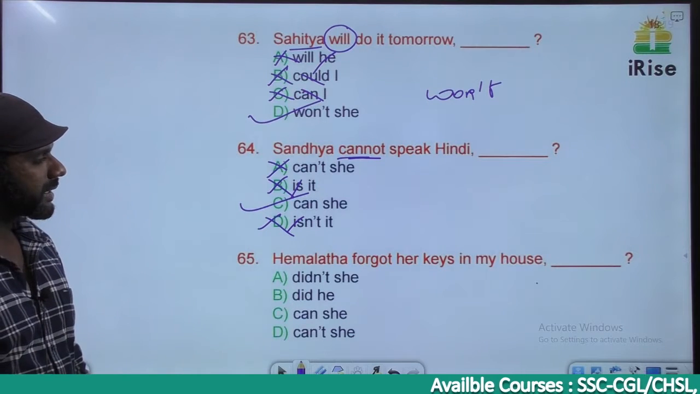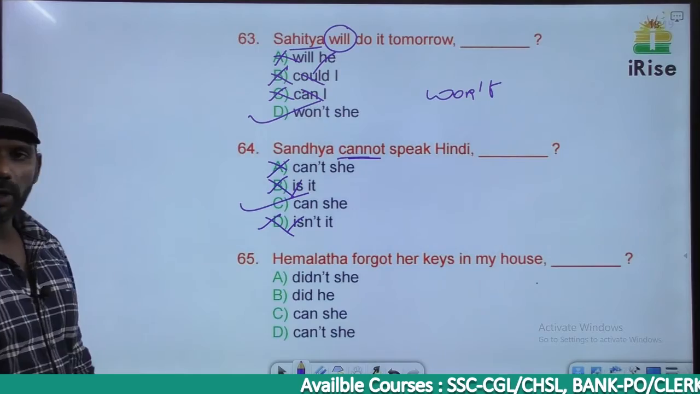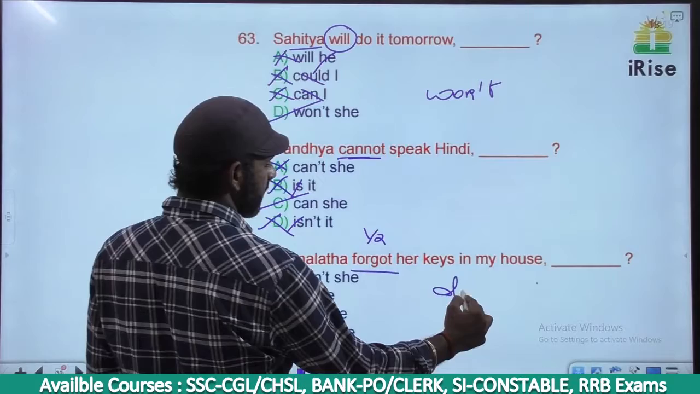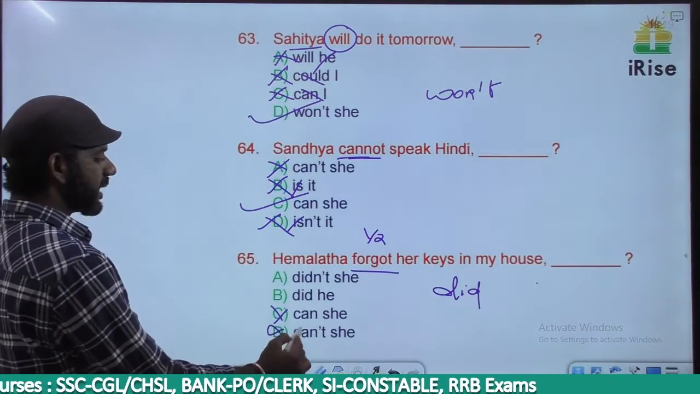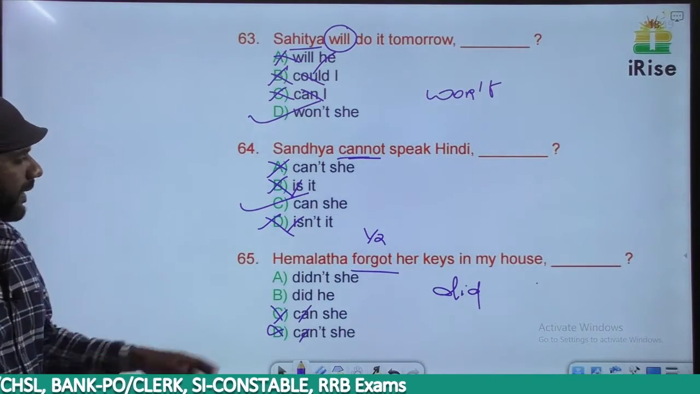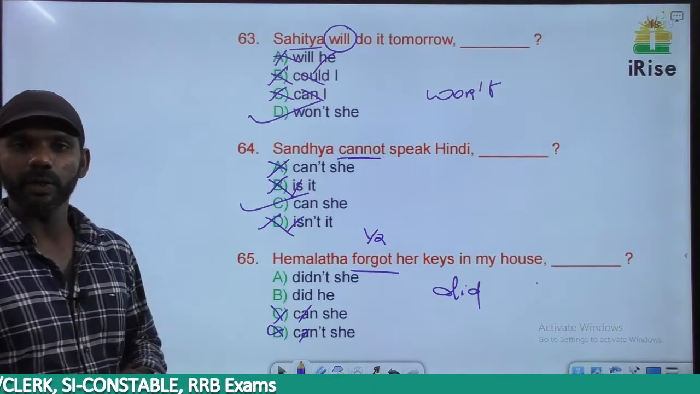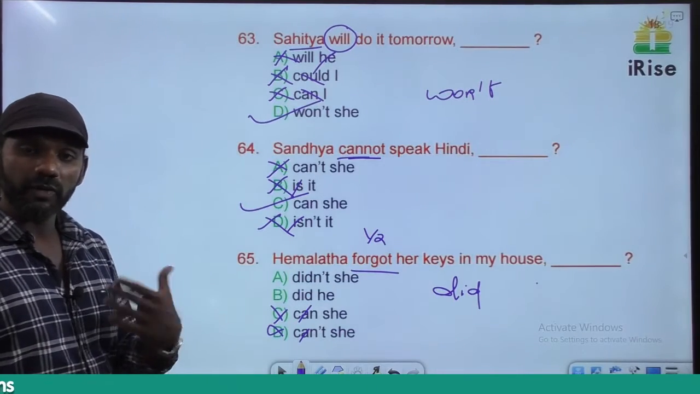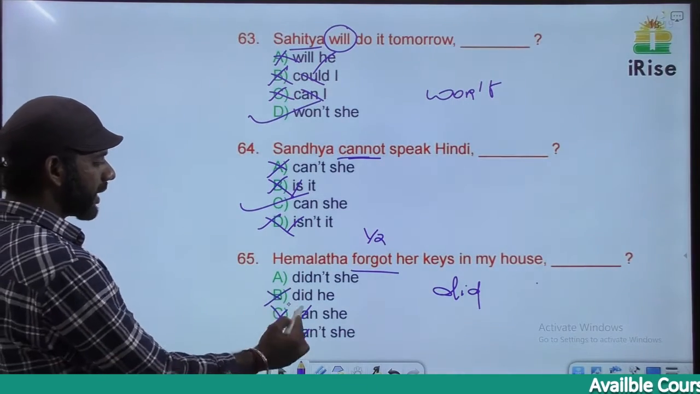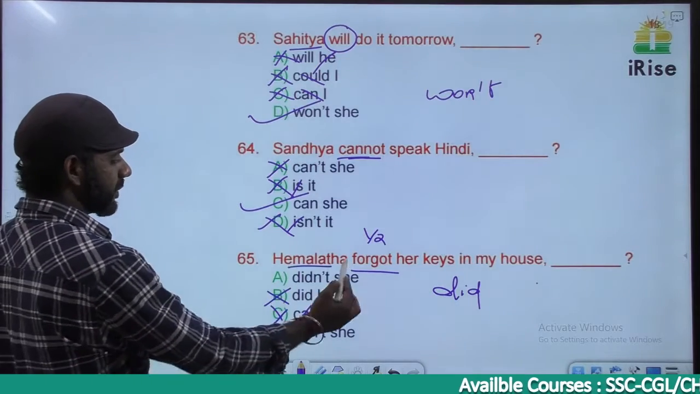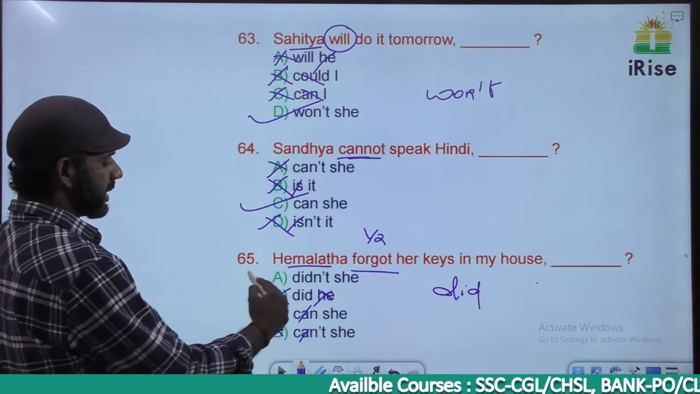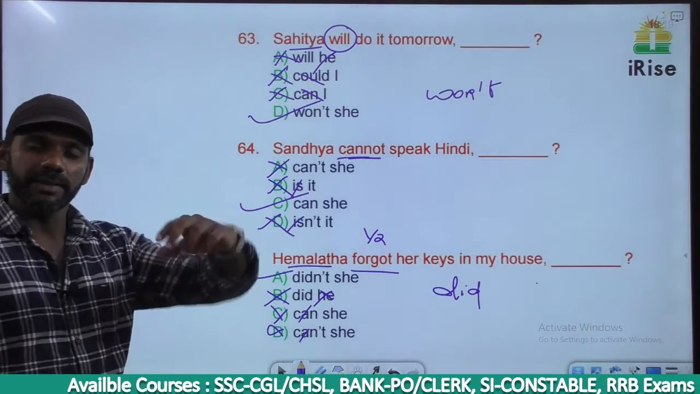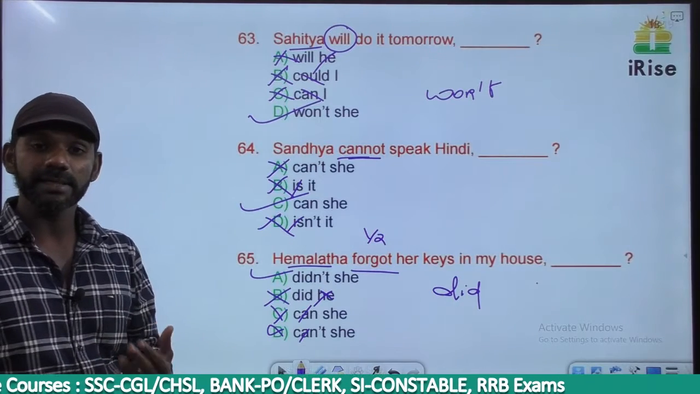Hemalata forgot her keys in my house. No auxiliary verb. The verb in the sentence is forgot, V2, simple past tense. We have to go for did. So C and D are gone, because C and D say can. Hemlata forgot her keys in my house. There's no N word in the sentence. In the tag there must be an N word. Did not, short form is didn't. Based on that, option A is eliminated. Hemlata is a female, so it must be she, not he. The answer must be A. Hemlata forgot her keys in my house, didn't she? That means, didn't she forget her keys in my house?